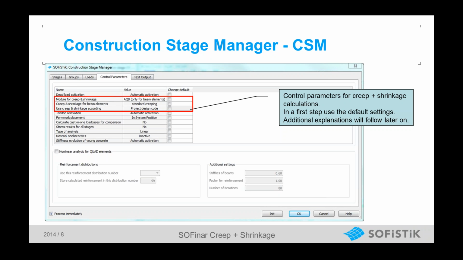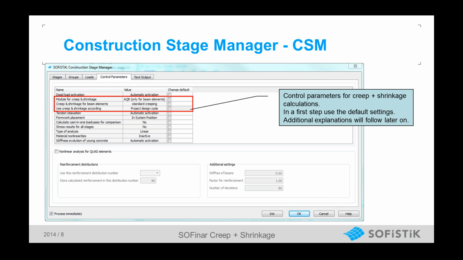So we don't go more in detail right now. So let's leave it as it is. So for beam elements, AQB is the default setting. It's fine. The second line, creep and shrinkage for beam elements, is with the default setting of standard creeping. Leave it as it is right now. I will explain later on what other options you have.